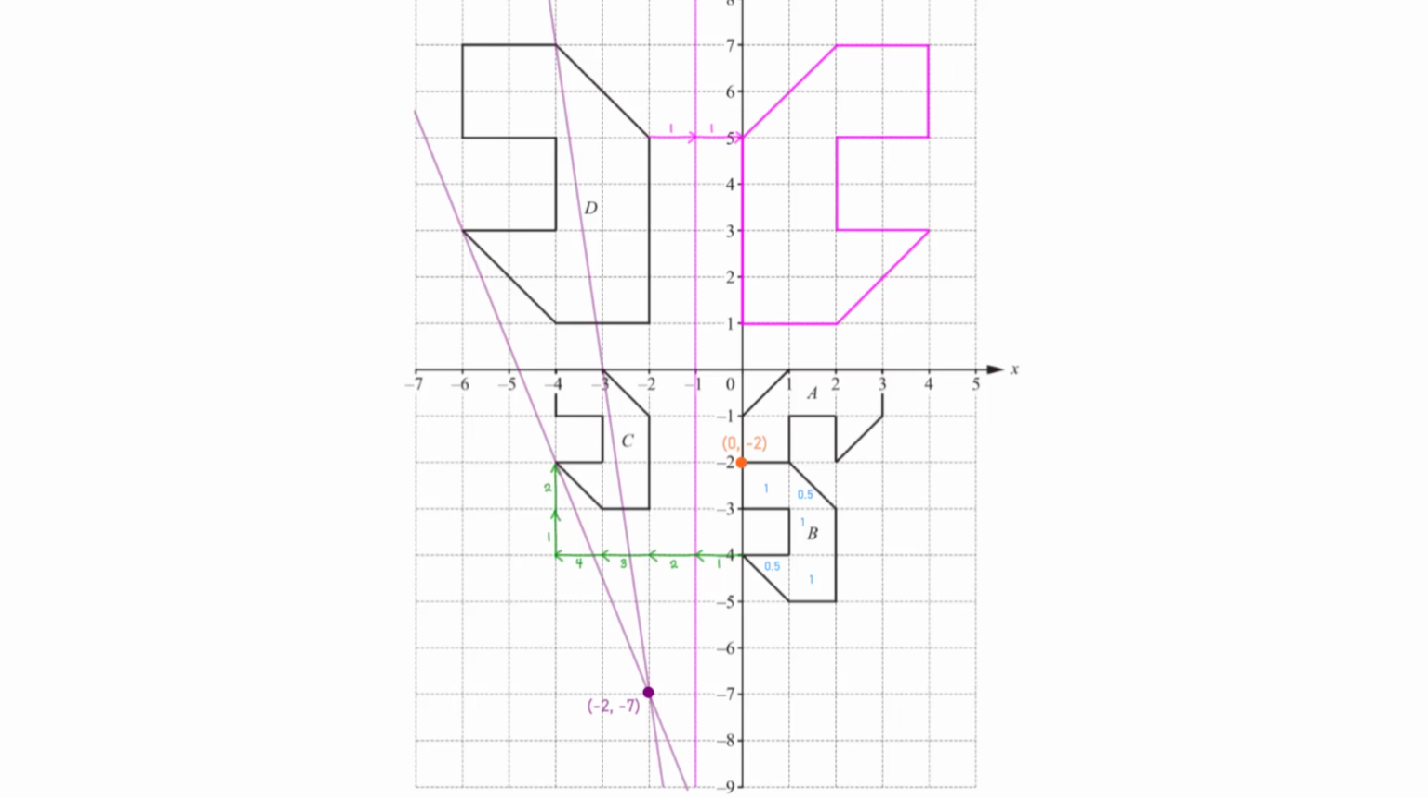From here, all we need to do now is to find the center of enlargement. We can get this by connecting at least 2 corresponding points on both shapes.